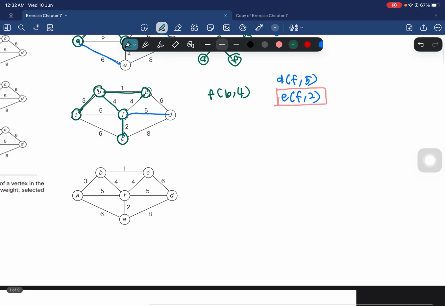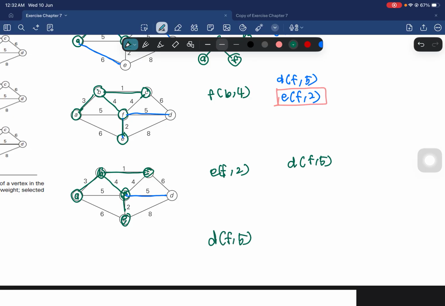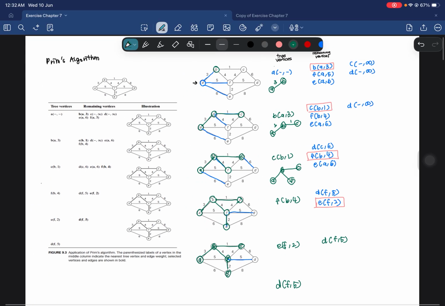And then the final one will be A connected to B, connected to C, and B connected to F, F connected to E, and finally we have E, F by 2, and we have D, F by 5. Because when D is connected to C it is 6, this is 5, and this is 8. Which one is the shortest? The shortest is 5. So the final one is D 5. So these are the vertices we choose.